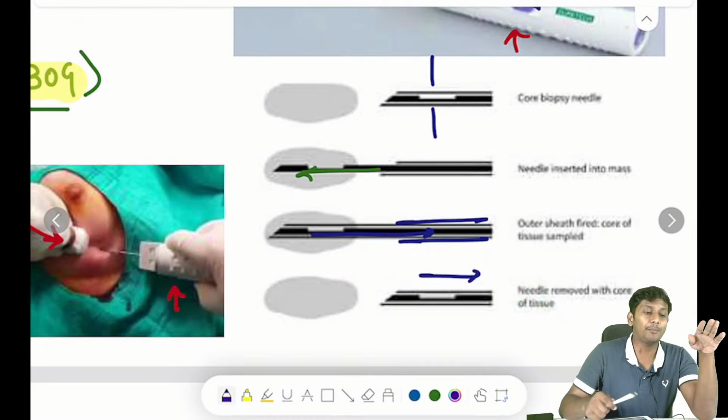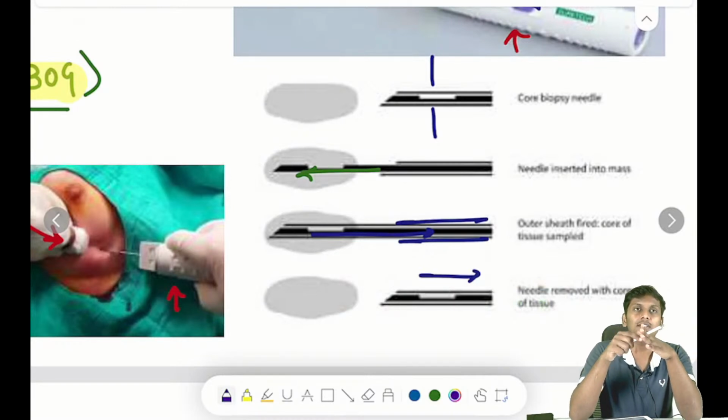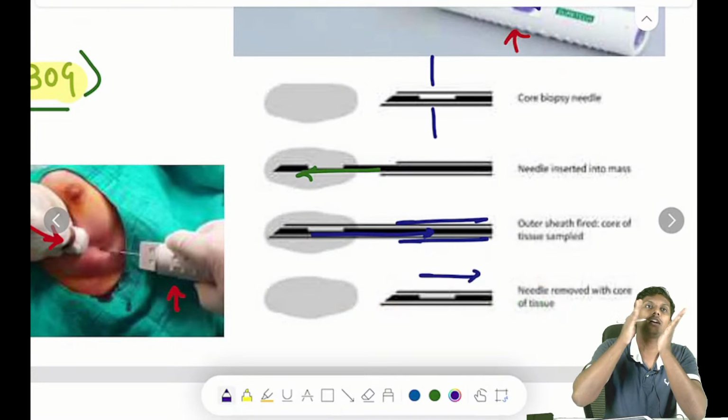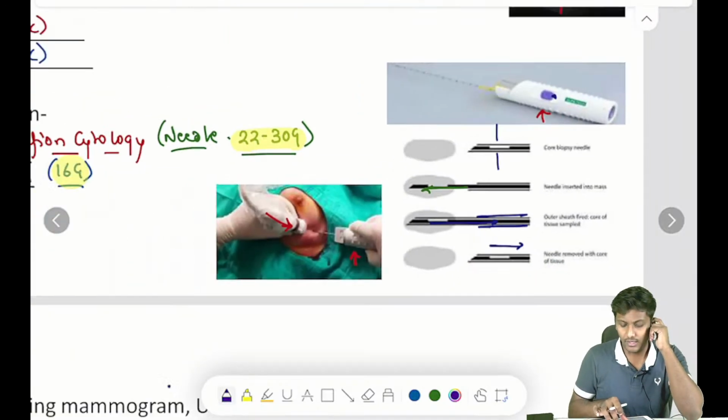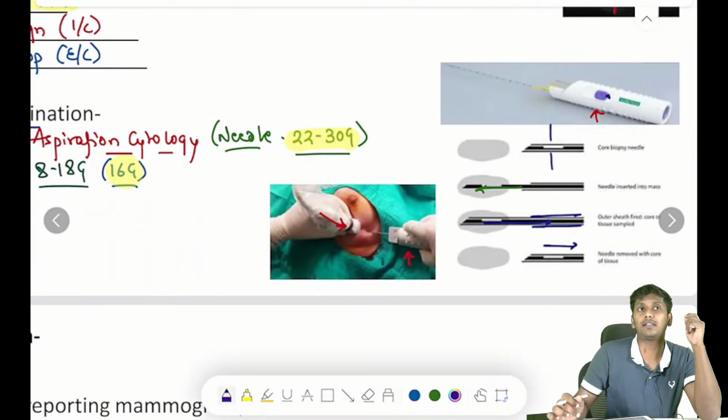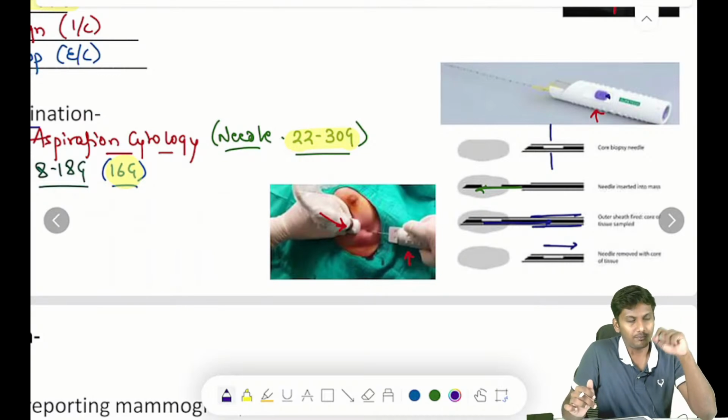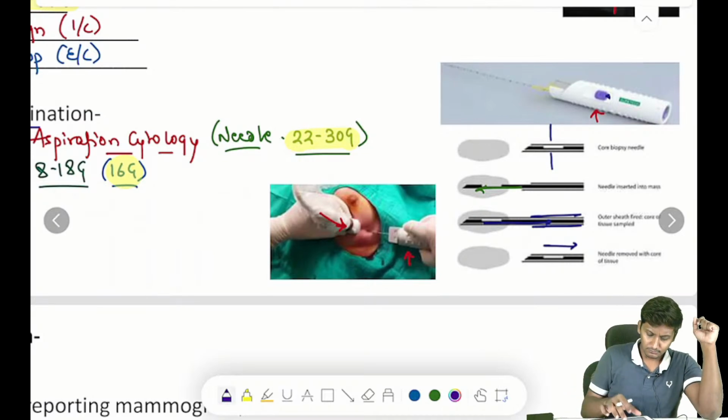Why is there no risk of spread here? Because here actually we are pulling back the needle into the covering, and therefore we are removing the covering itself. Therefore, there is less risk of spread in the case of biopsy of a breast cancer.